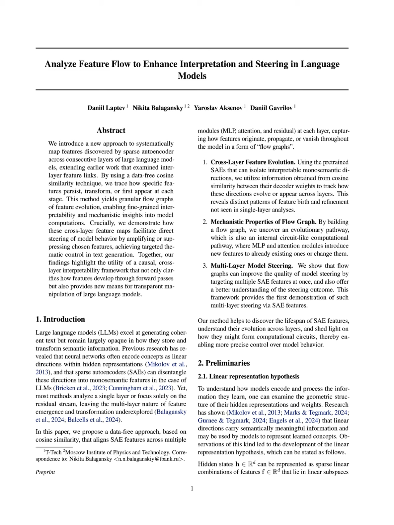Traditional analyses often focus on single layers or the residual stream, neglecting the multi-layer nature of feature emergence and transformation. By utilizing a data-free approach based on cosine similarity, we align sparse autoencoder, SAE, features across different modules, MLP, attention, and residual, at each layer, allowing us to construct flow graphs that illustrate the birth, propagation, and refinement of features.